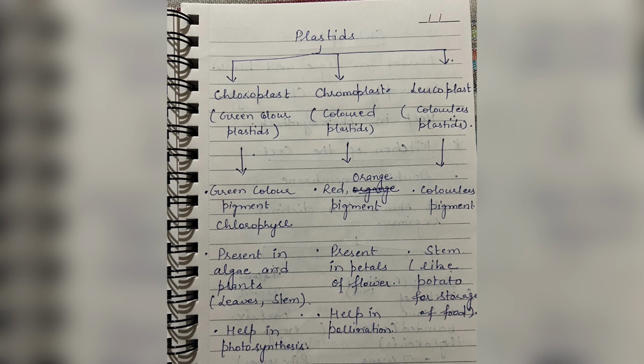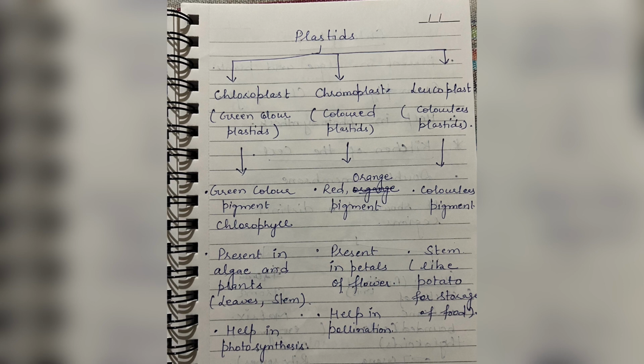So let's start with the first, that is the chloroplast. As I told you, it has a green color pigment known as chlorophyll, and it is present in the algae and the plants, mainly in the leaves and the stem, and it helps in photosynthesis. Coming to the chromoplast, it has red, orange or brown pigments, and it is present in the petals of the flower.